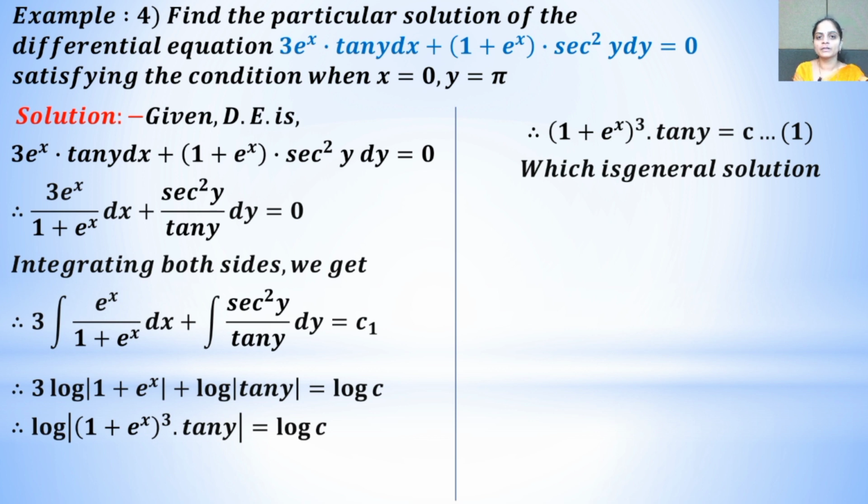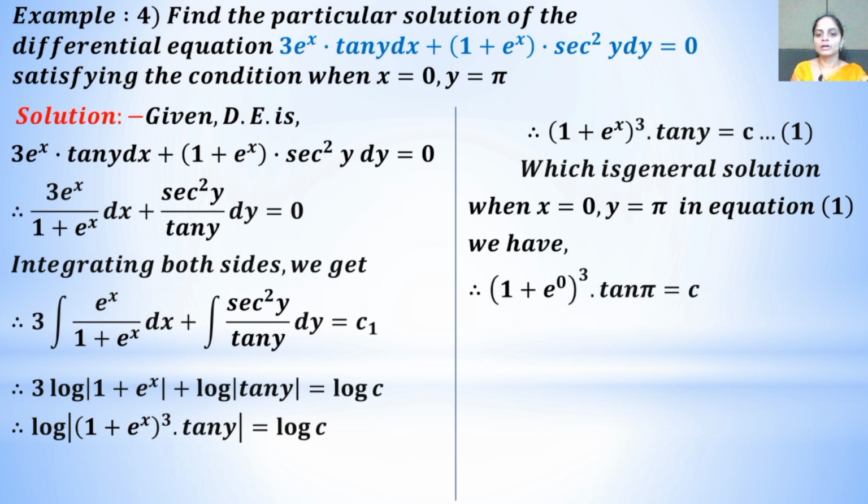This is our first equation, which is general solution of the given differential equation. Now, we have to find a particular solution. To find particular solution, we use given condition x equal to 0, y equal to pi. In equation 1, we have 1 plus e raised to 0 whole bracket cube into tan pi is equal to c. Here e raised to 0 is 1, so 1 plus 1 is 2 and 2 raised to 3 is 8. But tan pi is 0, so 8 into 0 is 0. Therefore, c is equal to 0.